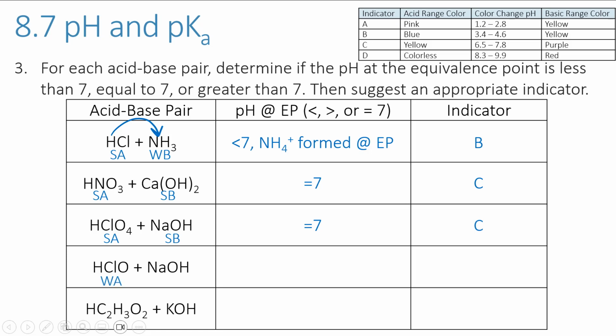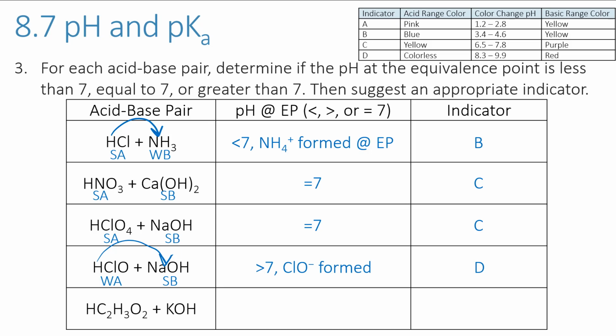Next up, I have a weak acid and a strong base. This weak acid is going to donate its H+ to form water, and I'm going to be left with ClO-. ClO- can accept an H+. So my pH here is going to be greater than 7, and ClO- is going to be formed at the equivalence point. So I want to choose probably D, something that changes color during that range.